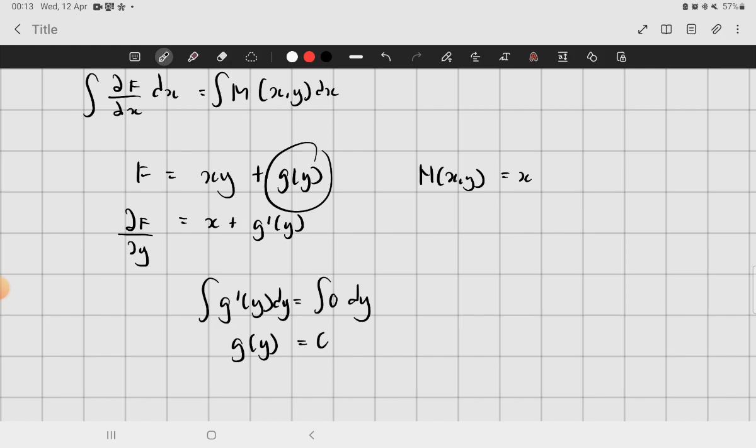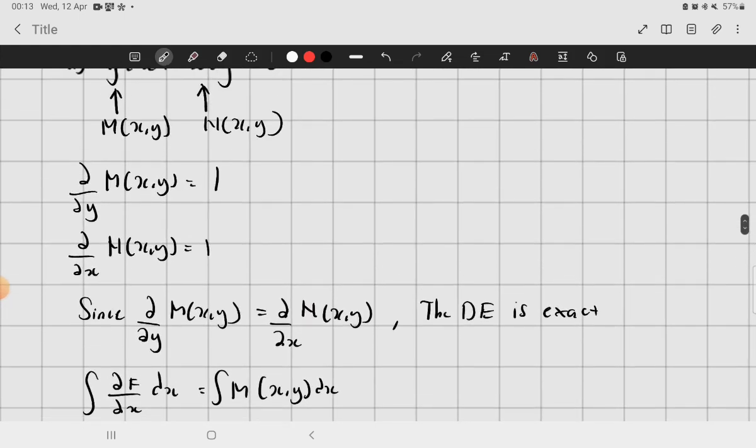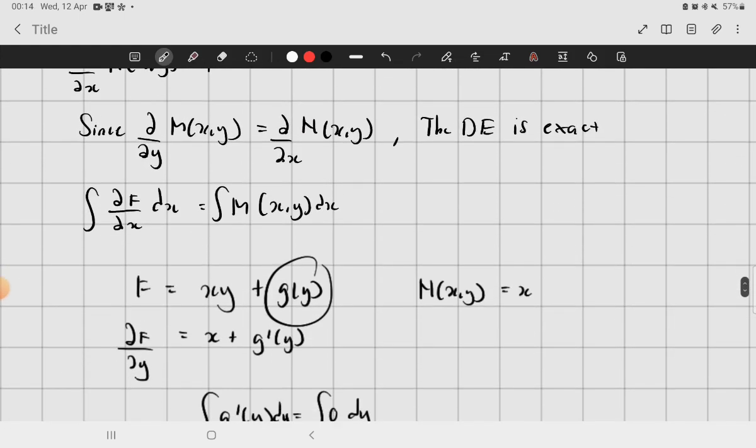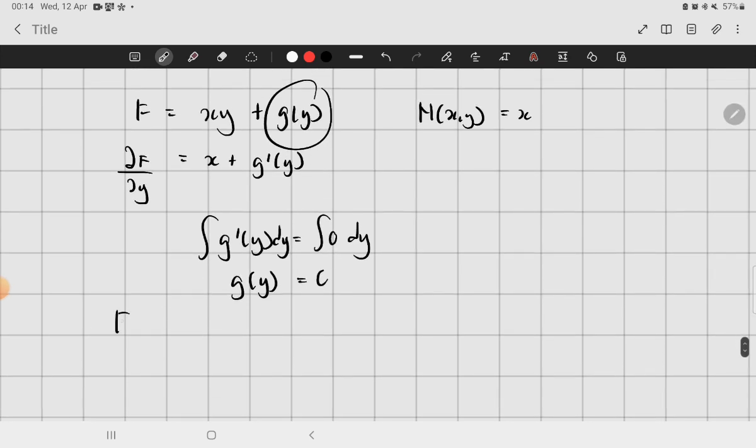Anyway, when you asked me, right? When you integrate 0, you get 0 times y, which means 0 again. But this is an indefinite integral, so it will be 0 times y plus c. And when you differentiate this, you obtain 0 again, so it doesn't matter. Anyway, you obtain your g, the constant function, which is g of y. Then you go back to your original function f and substitute it. You will get xy plus c. Now, this is not a solution. This is just a function, generally.